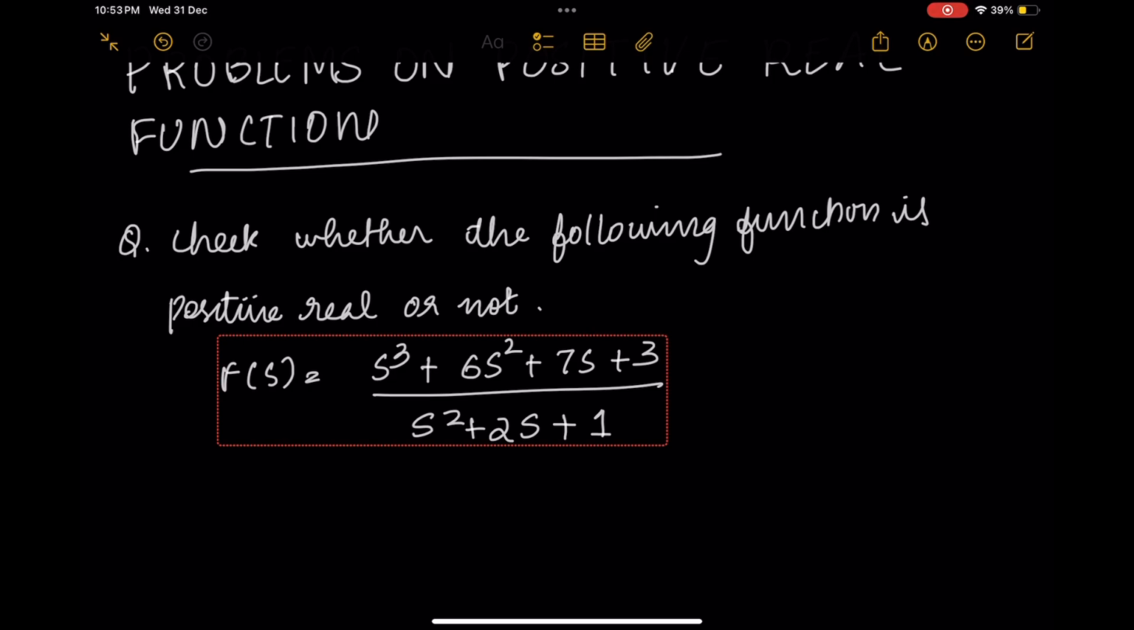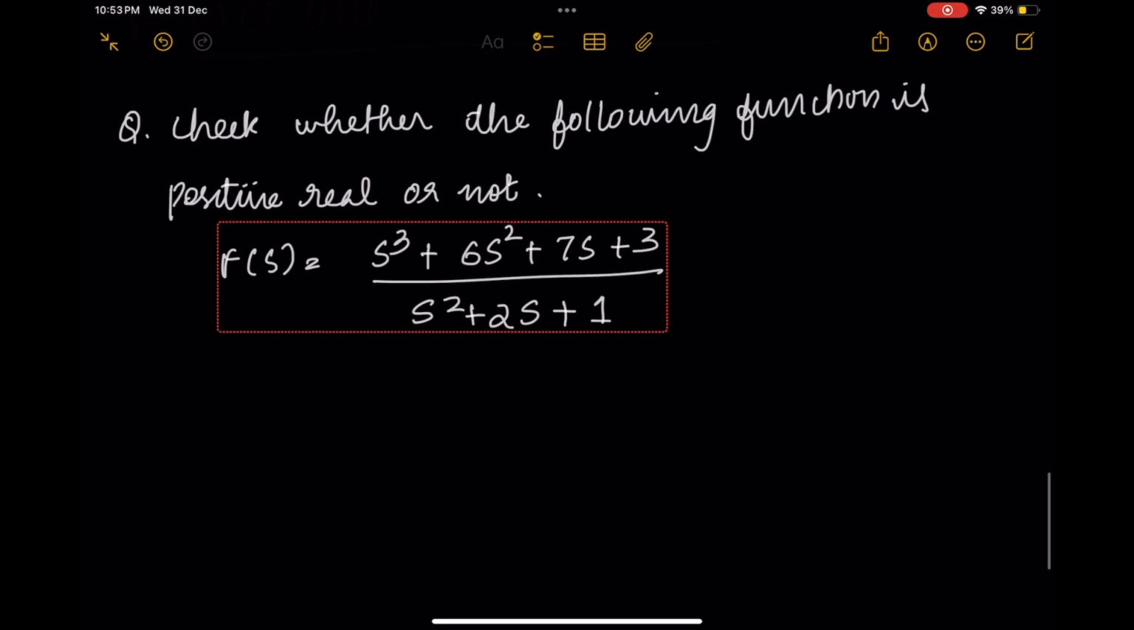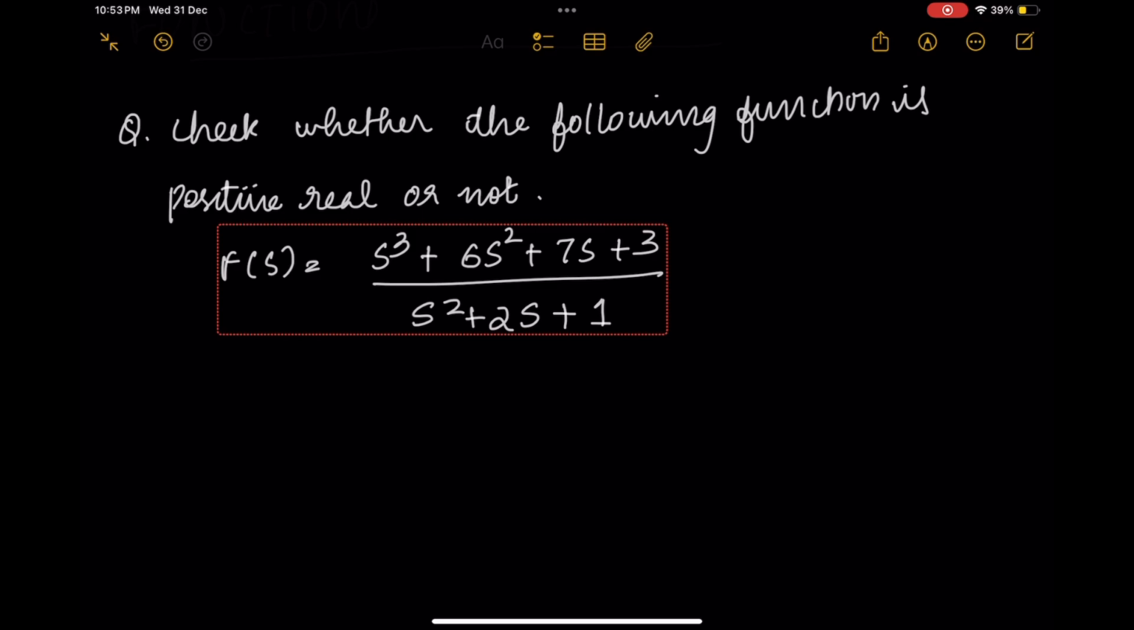So today we are going to discuss one question, which I've written here: check whether the following function is positive real or not, and the function f of x is given here. As we learned yesterday, we are going to use some methods, and since it is a higher order function, we will be doing some additional methods to solve these problems.